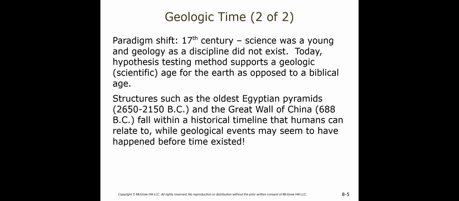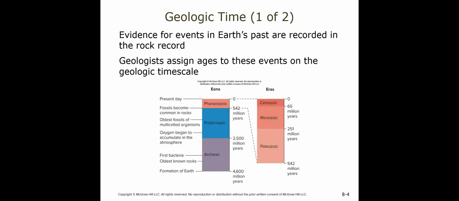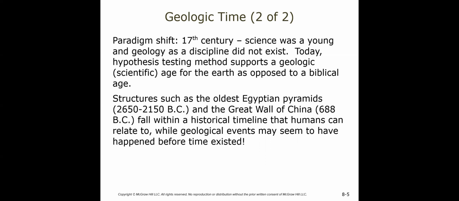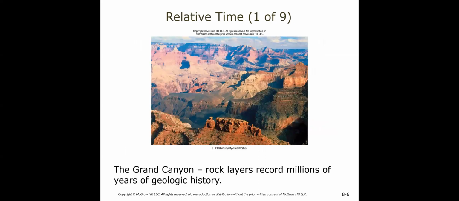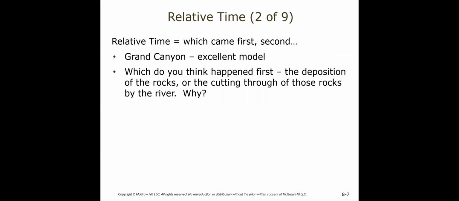Structures such as the oldest Egyptian pyramids and the Great Wall of China fall within a historical timeline that humans can relate to. But it is important to remember that the human timeline is a sliver of a sliver of a sliver of the Cenozoic. So we are talking about vastly different numbers when we talk about the geologic time scale. The picture you're looking at here, each of those lines that you see as you look at these rock records describes literally millions and millions of years of geologic activity, far surpassing anything related to human achievement, far surpassing humans as a species themselves.